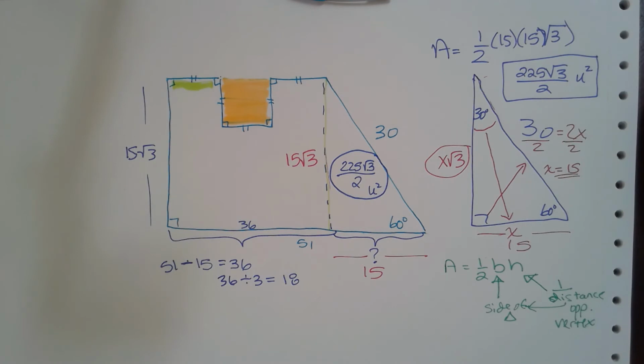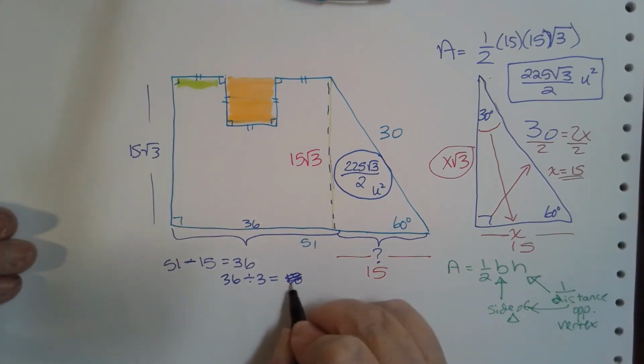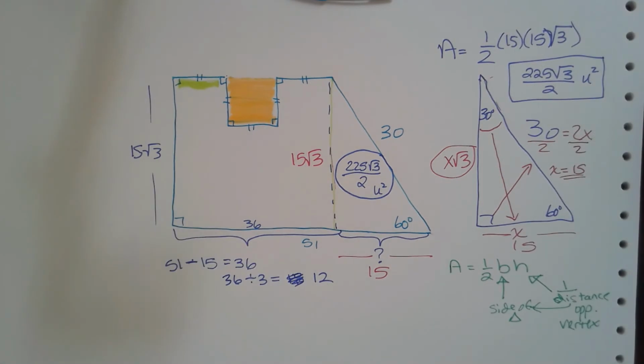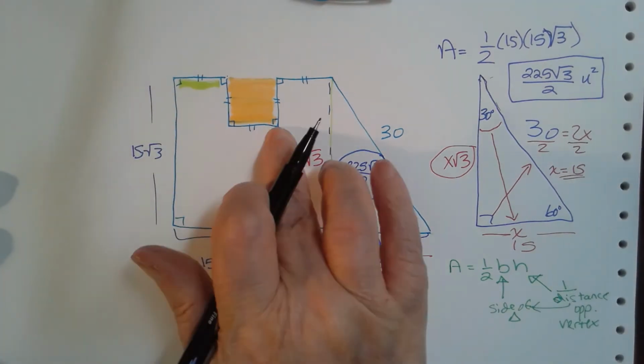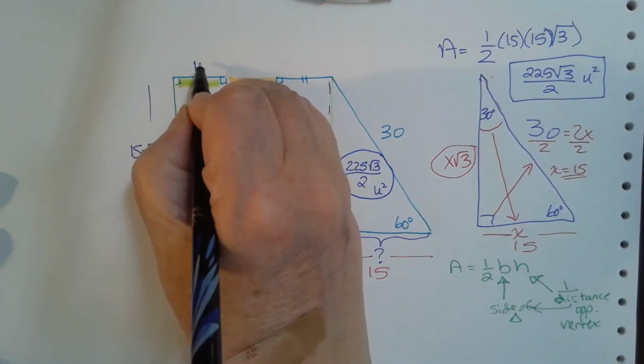Let me use my calculator, make sure I don't mess this up, because I'm easily messed up. No, it's 12. Okay, I don't know where I got 18, but it's 12. All right, 18 didn't seem right. But anyway, so we know that this is 12, this is 12, and this is 12.